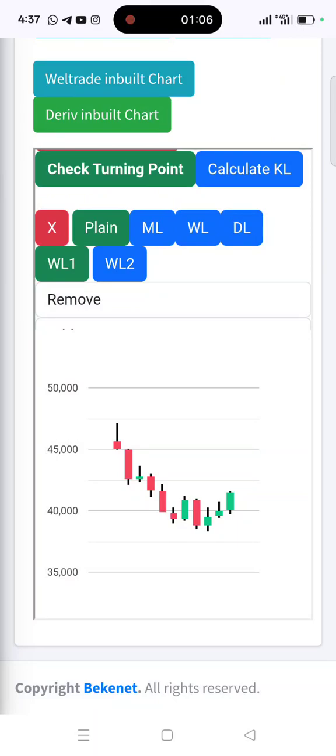WL is the current week, which is ending today. WL1 is last week, which is the previous week. Then WL2 is the week before last week. So let's start with WL.